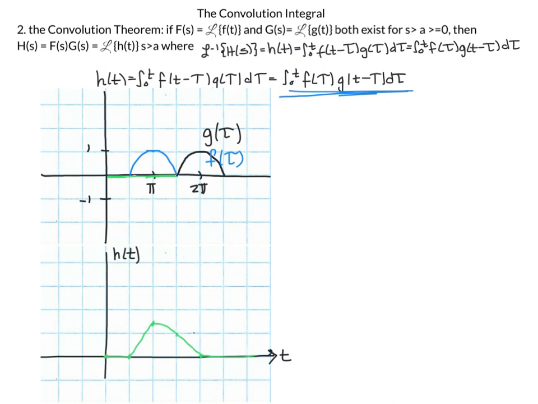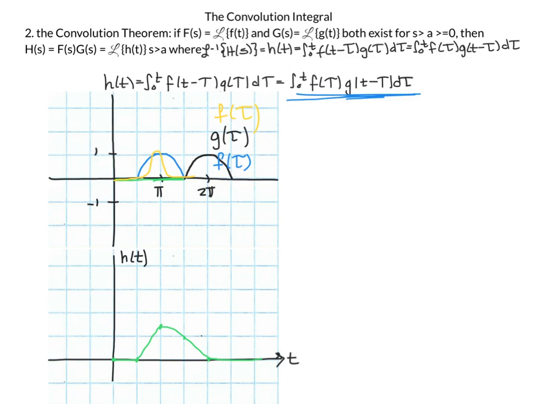That's what this integral is doing. That's what this g of t minus tau is doing, is shifting everything. And one thing to notice is this maximum here occurs when there's maximum overlap between g and f of t.